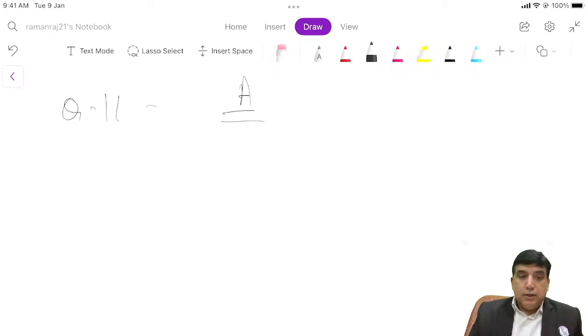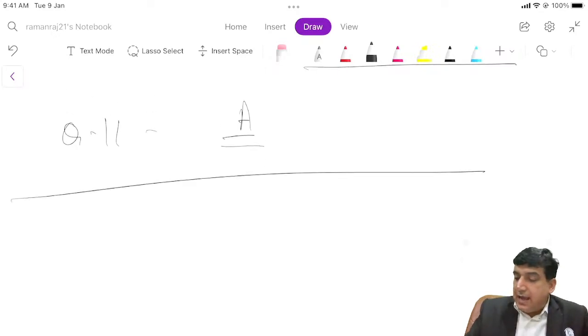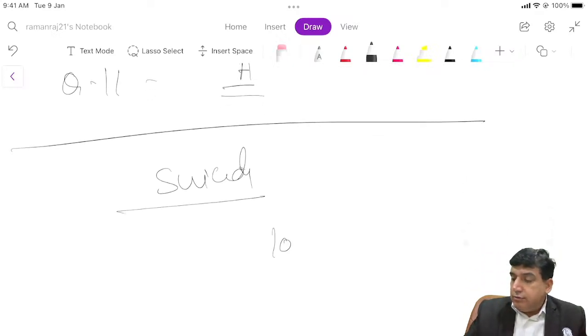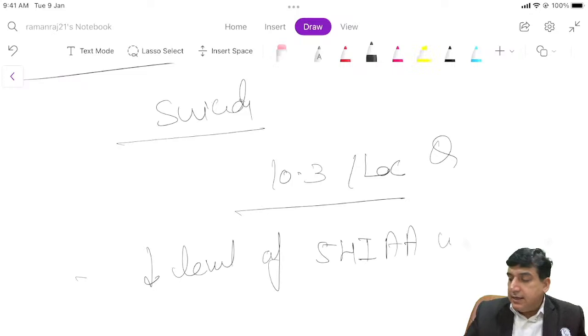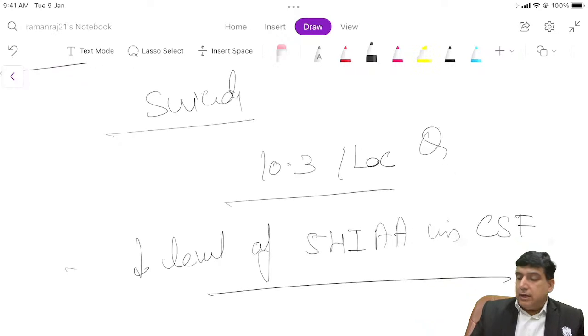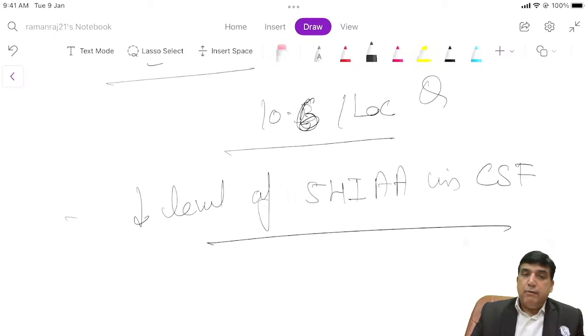Basically they ask many questions about suicide. Regarding suicide, we have around 10.3 per lakh; we have the data. We have a decreased level of 5-hydroxyindole acetic acid in the cerebrospinal fluid.